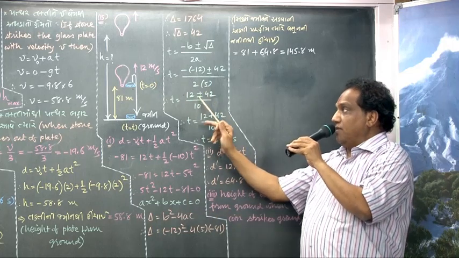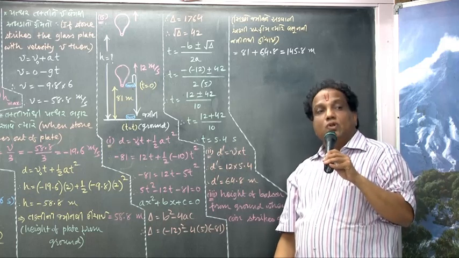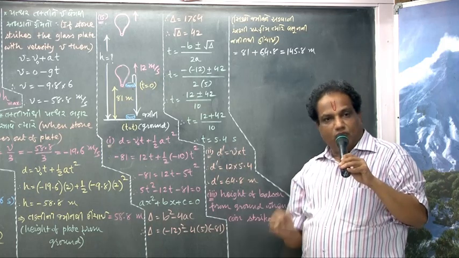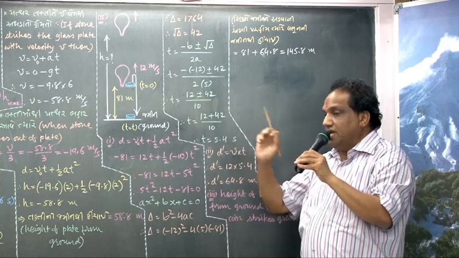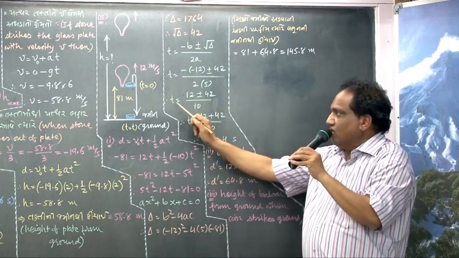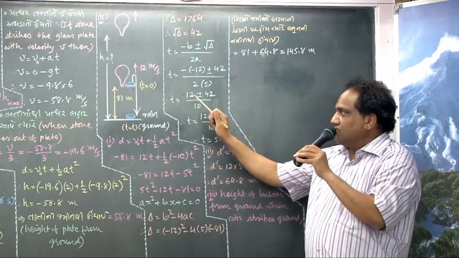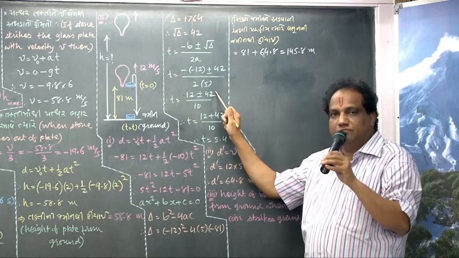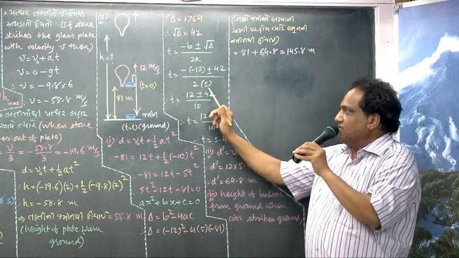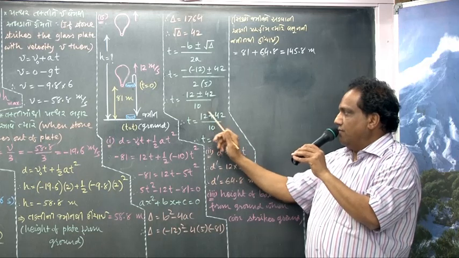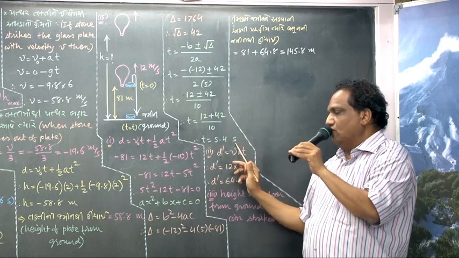Can you take 12 minus 42? No, because 12 minus 42 will be negative. What are you finding? Time. Time cannot be negative. That's why you cannot take 12 minus 42. Then go for the plus sign. Go for 12 plus 42, that is 54, upon 10, 5.4 seconds.